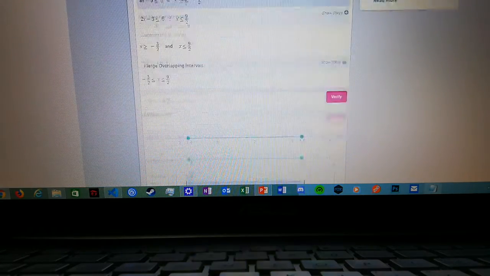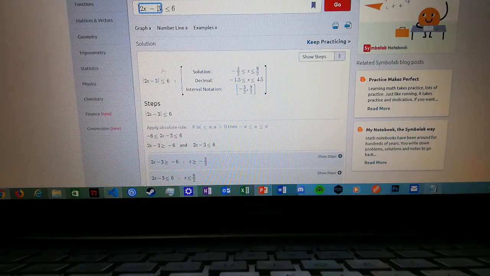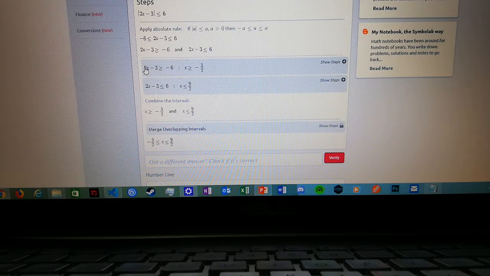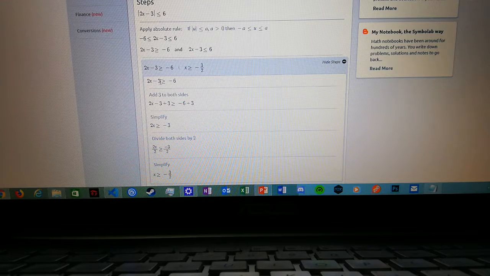Let's move on to Symbolab, where you can actually see the equation. So as you can see here, negative 6 is less than or equal to 2x minus 3, and 2x minus 3 is less than or equal to 6. So we have to split them up in order to give a fair evaluation. So let's split them up, and then 2x minus 3 is more than or equal to negative 6.